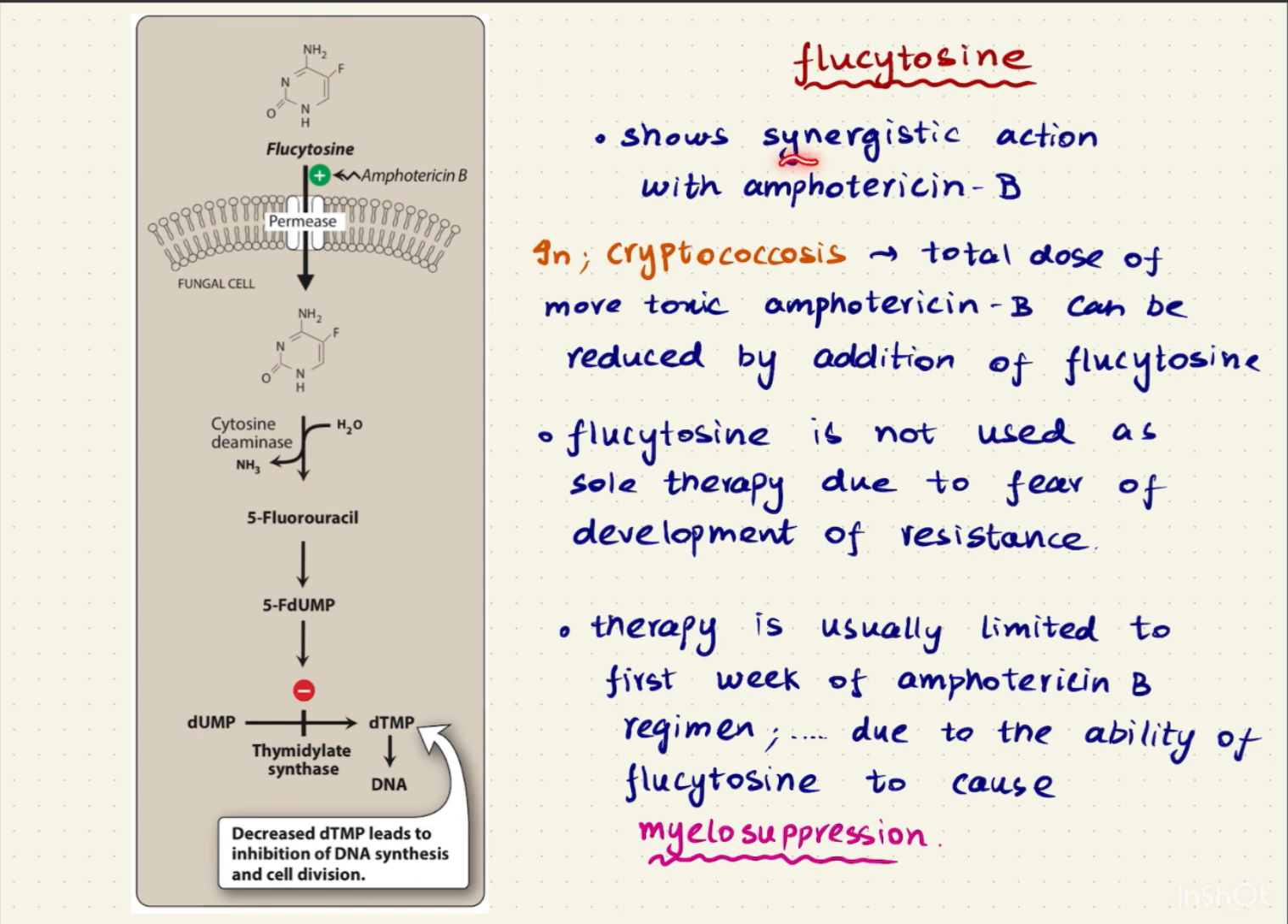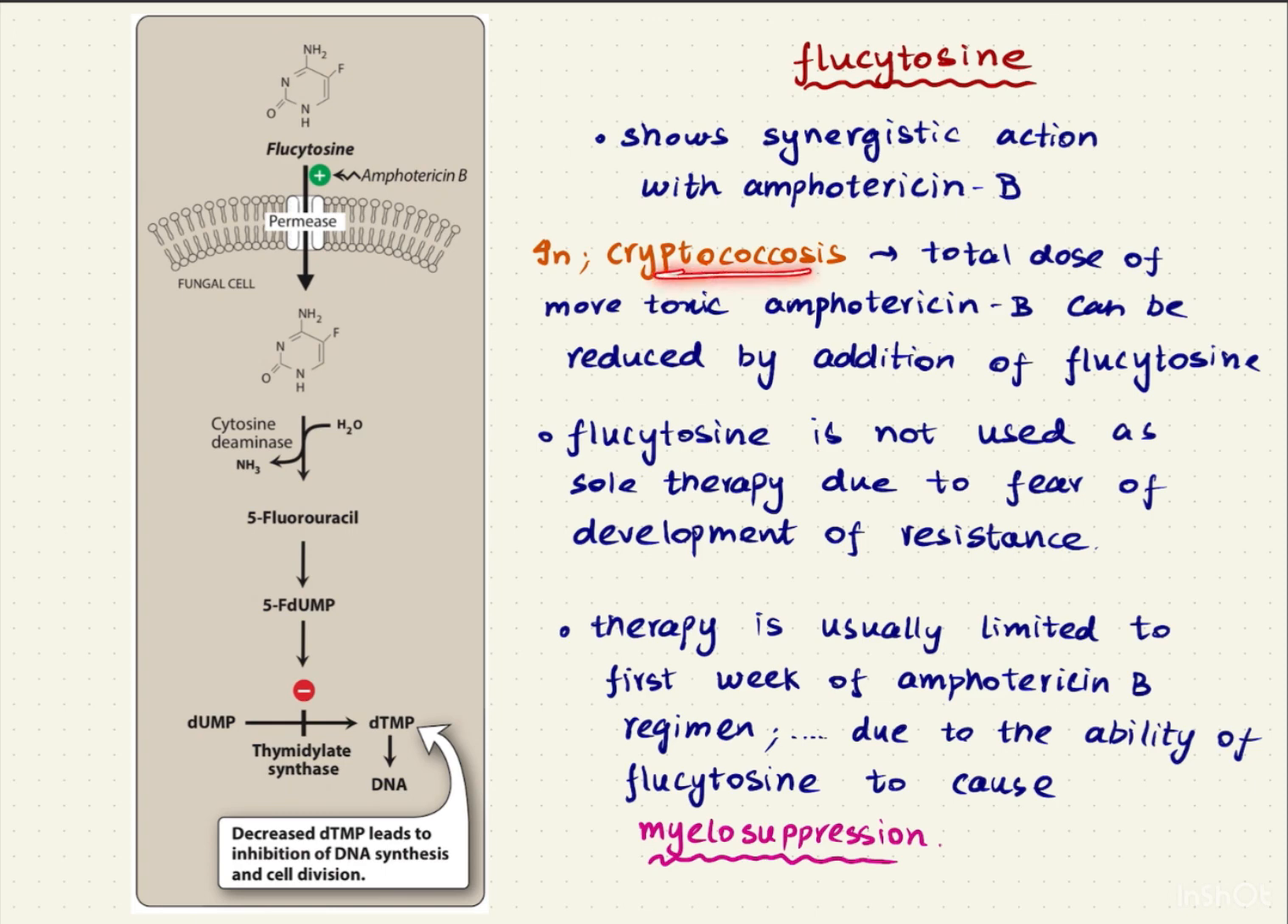And one point is that it shows synergistic action with amphotericin B. Why is that? It's because of this, as you can see here, right? Amphotericin B will form pores in the fungal cell membrane, which will facilitate the entry of flucytosine. That is why flucytosine and amphotericin B exhibit synergistic action when administered together.